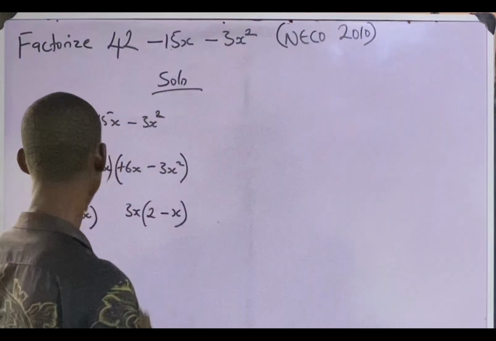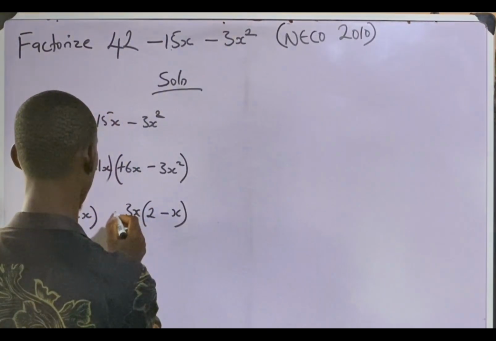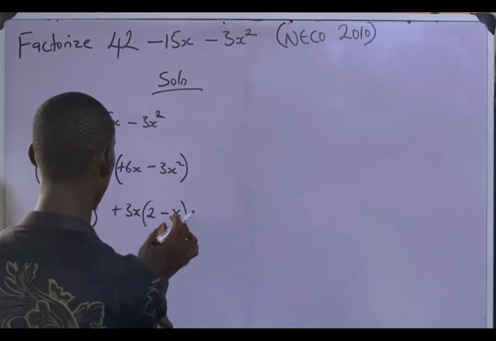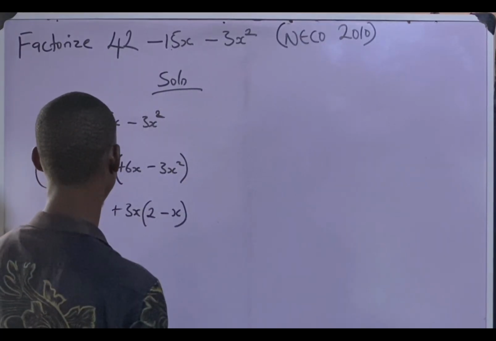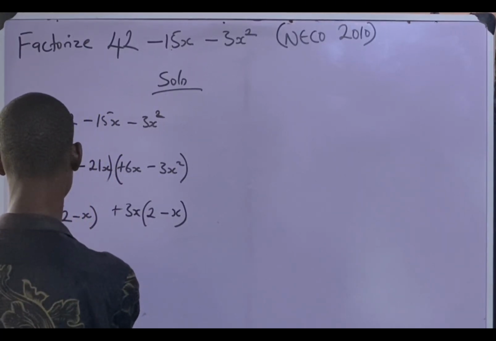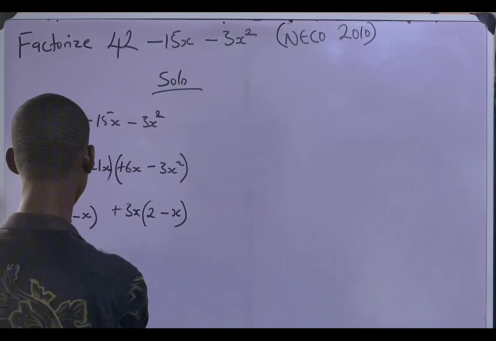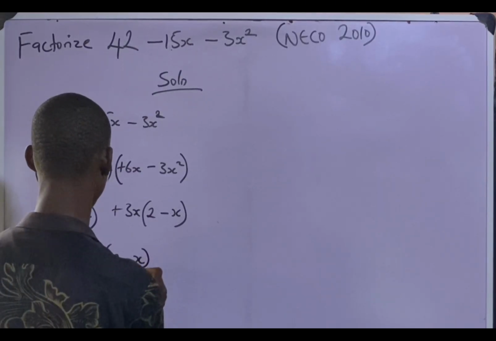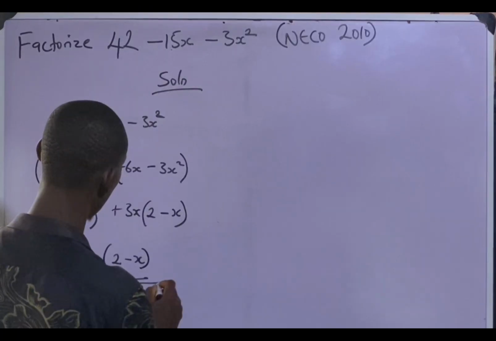Do you understand that? So this is plus 3x, because plus 3x times minus x will give us minus 3x squared. So this will now have 21 plus 3x. Then we take one of these brackets, which is 2 minus x. So this is now our final answer.